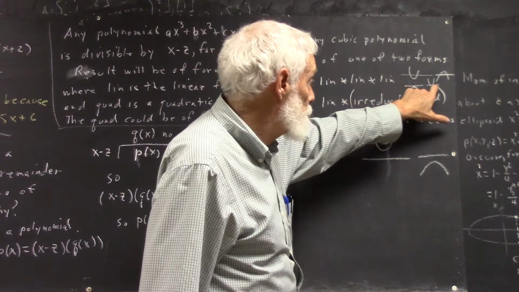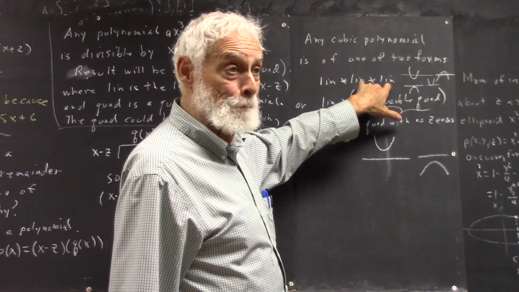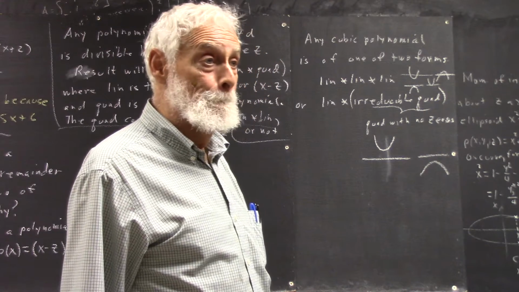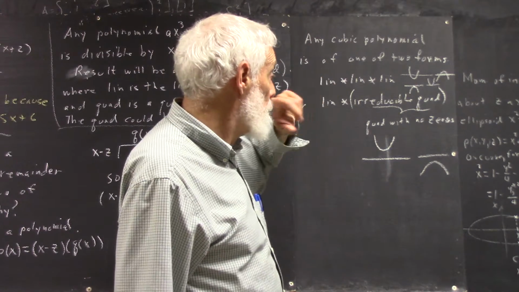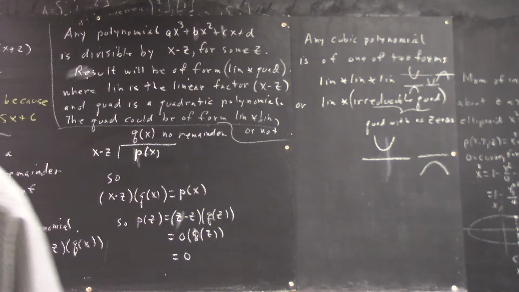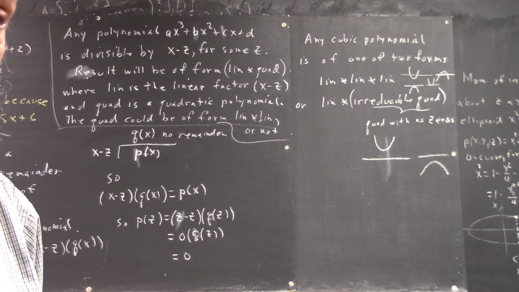If it touches the axis in one point, two of the linears are going to be the same, because the quadratic is going to be a perfect square, okay, of linear factors. So there's that much to it, and it's not that hard to sort out, at least if we don't go beyond cubic polynomials for right now.